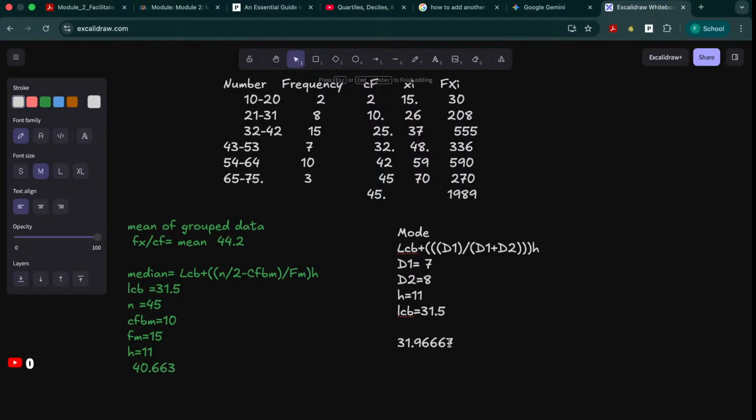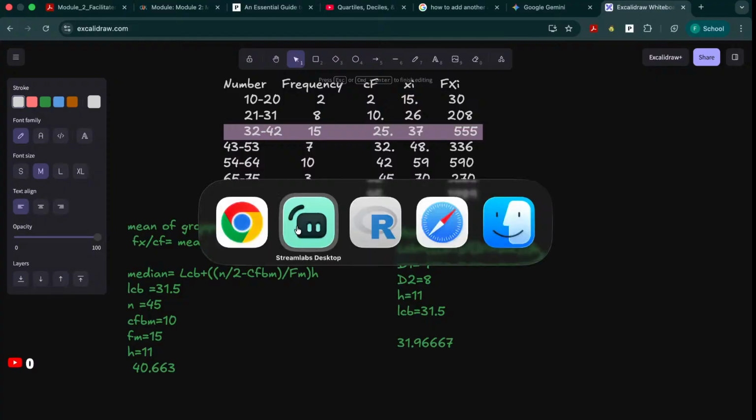This is our mode, and you can confirm your answer: if you check this number, you are sure you will find it in this class. If you don't find it within this range 32 to 42, then your answer is incorrect. Then that one is done.